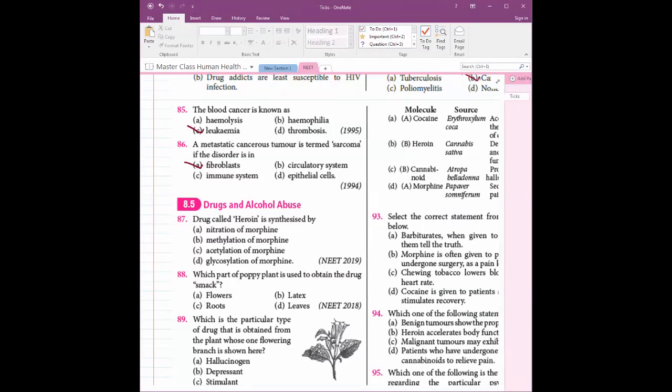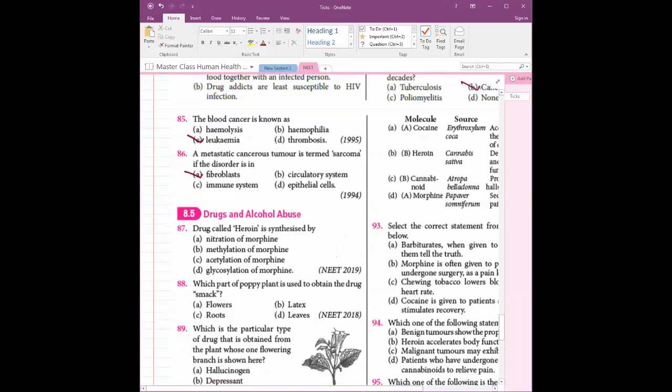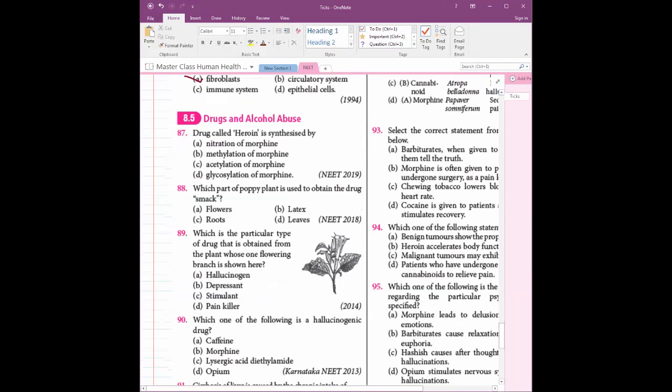Anyways, chalo. Now next thing is going to be based on that entire last part of drugs, whatever we had done. So guys, drug called heroin is synthesized by, yes. Now guys, heroin is diacetyl morphine. So what is that? Acetylation. Yes, very nice. Someone is saying sarcoma attacks bone. No, no, no. Sarcoma is for your connective tissue. It can be anything from the connective tissue.